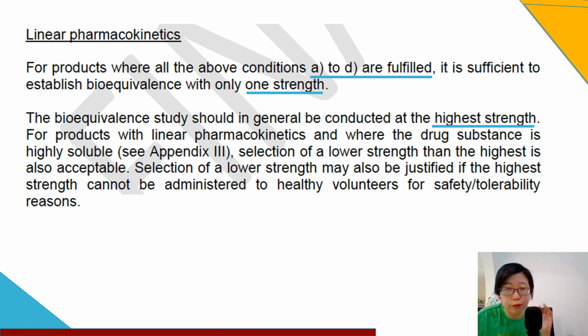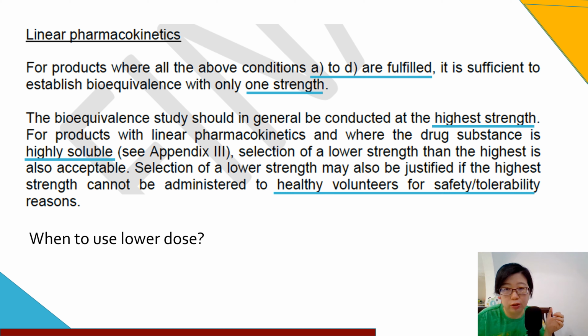But under very rare exceptions, the lower dose is preferred rather than the higher dose. This is where the drug substance is highly soluble, or due to tolerability or safety issues towards the healthy volunteers. Then that would be the evidence to back you up to say that you will only do one strength, but not on the highest, but on the middle range or the lower strength.